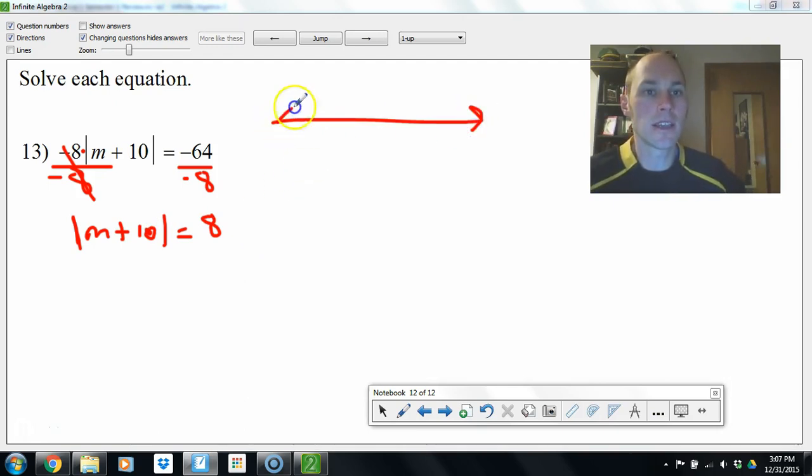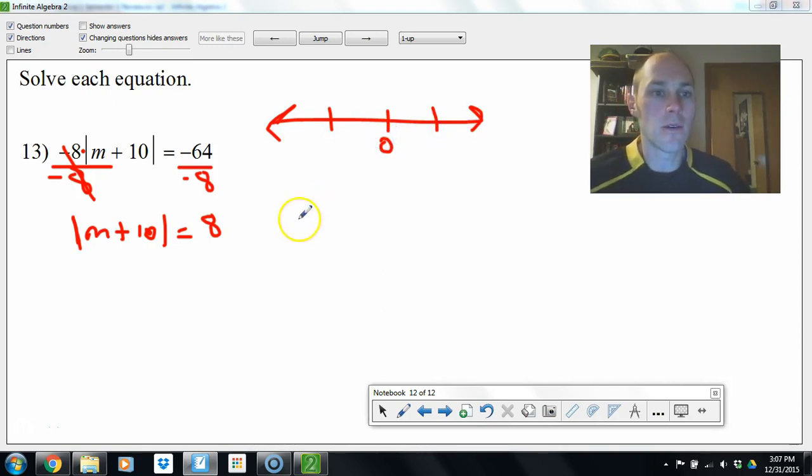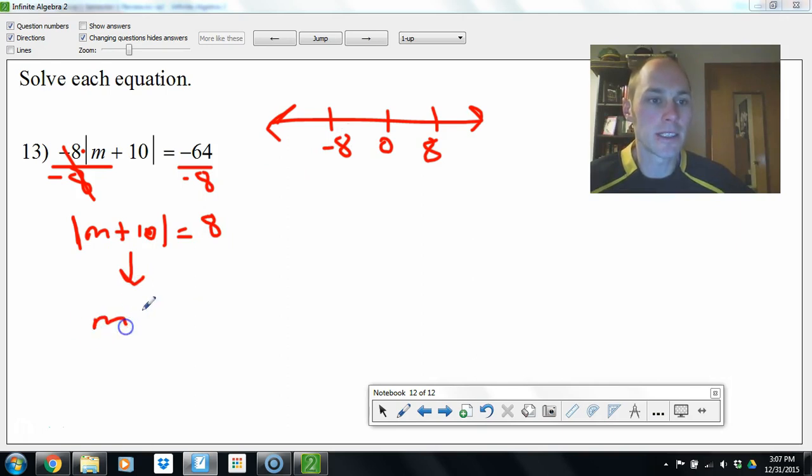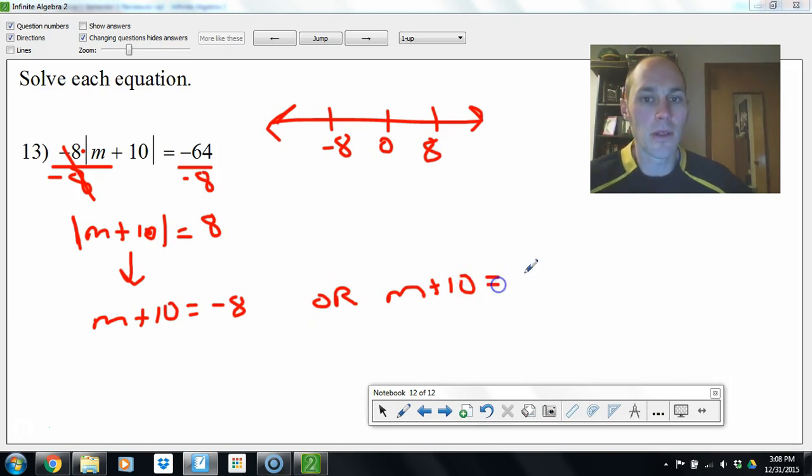So now we need to think to ourselves, we just have absolute value, and well, what is absolute value? Let's pretend we don't know what's in here. Absolute value of something equals 8. I know it's either 8 or negative 8 because those are both distances from 0. So my two equations will be m plus 10 equals negative 8, or m plus 10 equals positive 8. And I solve both of those equations.